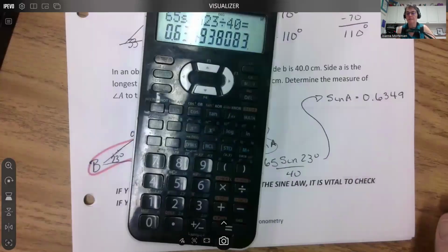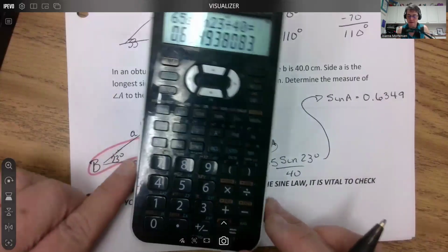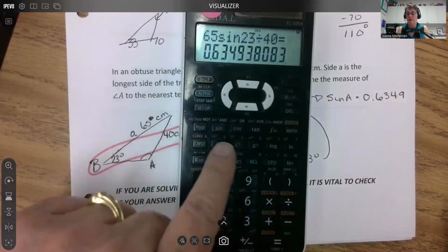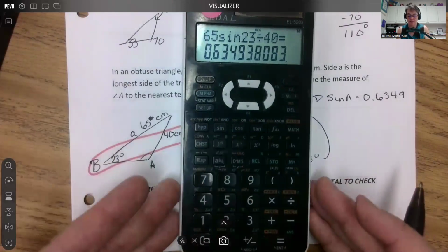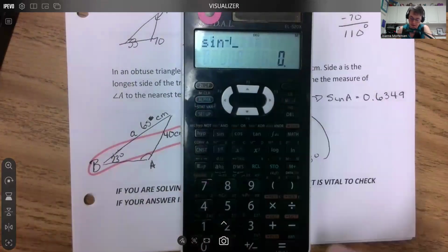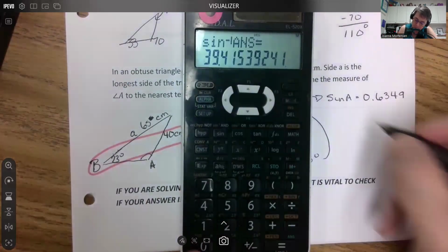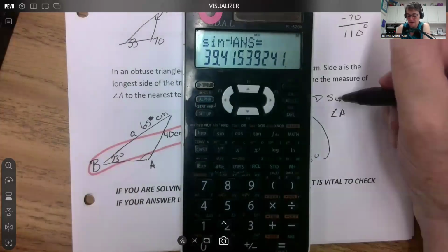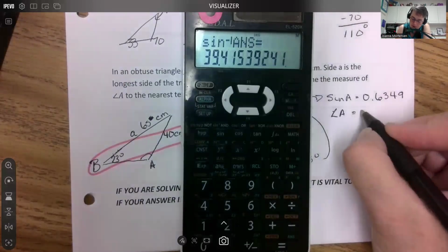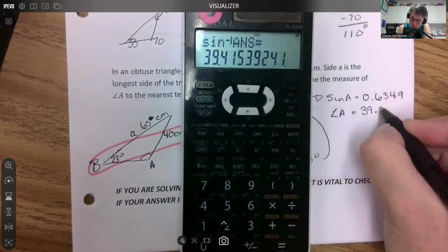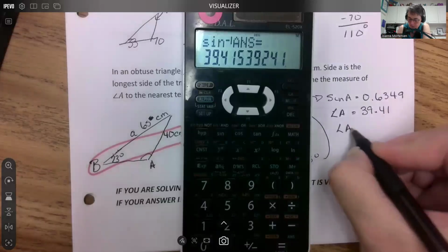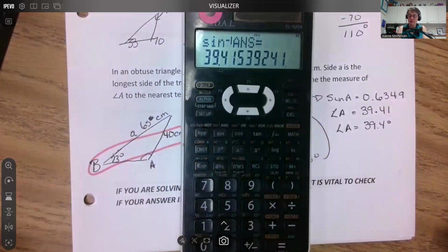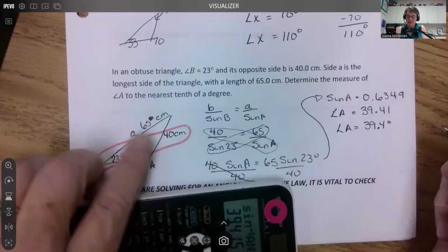Okay, so on my calculator, it's always second sine. Yours might be shift. It just depends on which calculator you have. So for angle A, remember when you do that shift sine, you go from the sine ratio to an angle. And that's 39.41, so angle A is 39.4 degrees. I did 0.4 because the question said nearest tenth of a degree.